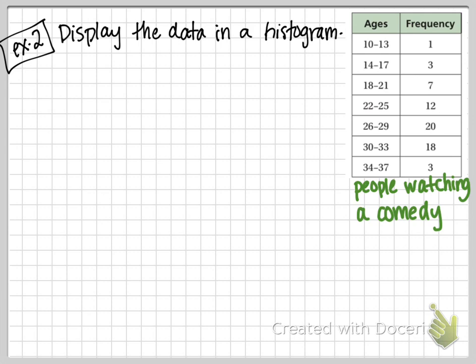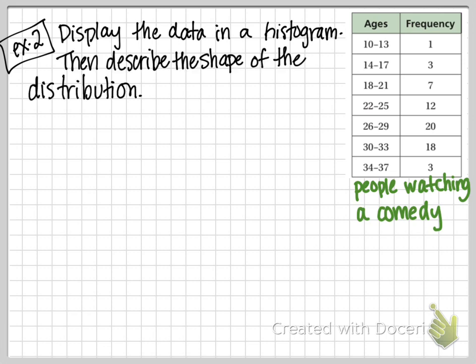So the first thing it's going to want us to do, piggybacking and building on what we did last week, is to draw a histogram. When we draw the histogram, it will be easy for us to see the distribution of the data and to be able to describe it. It's not as easy to see just by looking at the table, especially if the table's not in order. So let's start by drawing a histogram.